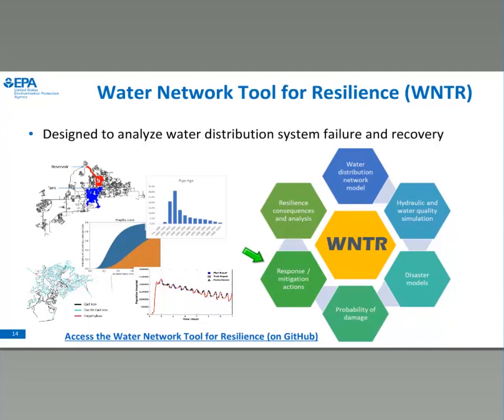Another component that WNTR is able to do is look at the response and mitigation actions, as well as the resiliency consequences assessment. And you can look at these in different terms. In this plot, we're looking at population impacted over time. As we're doing different repairs of the tanks, pumps, and pipes, you can see that we're able to decrease the population that's impacted. So you can look at these different characteristics of the system and different measures.